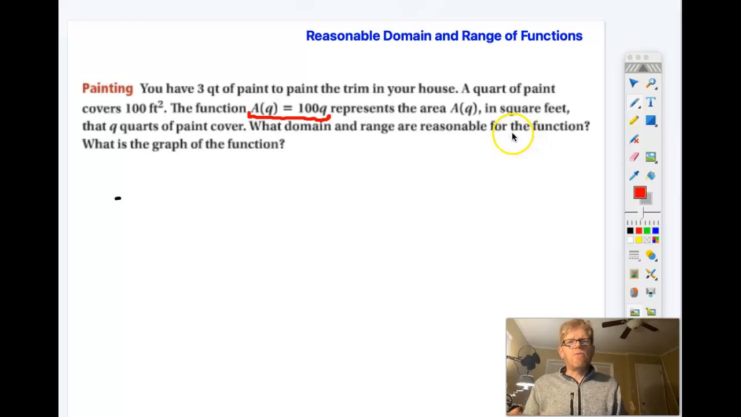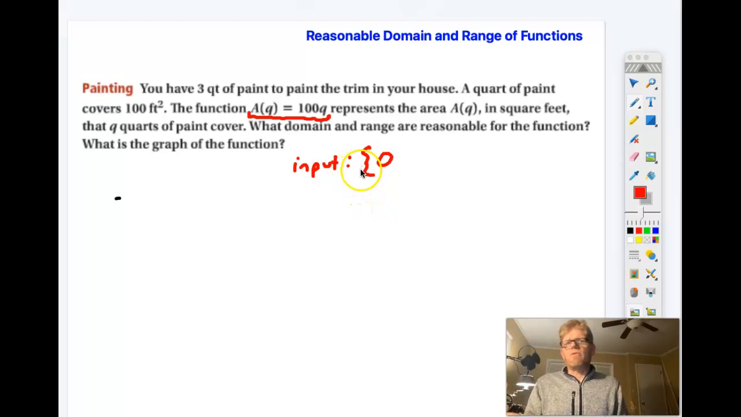So what domains are reasonable? Well, let's think about this. What are some inputs that we can put in? Well, does it make sense to put a negative input in? Can we have negative quarts of paint? No, we can't have negative quarts of paint, so we're not going to include any negatives. What about 0 quarts of paint? Well, that's reasonable. So we could put in 0 quarts of paint.